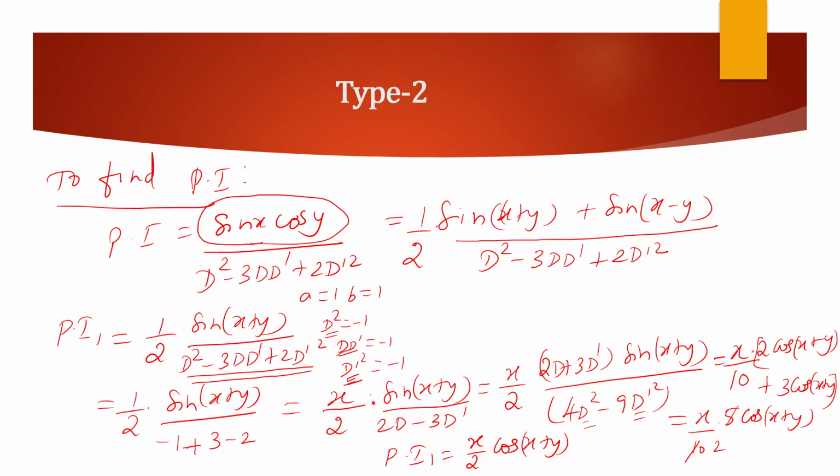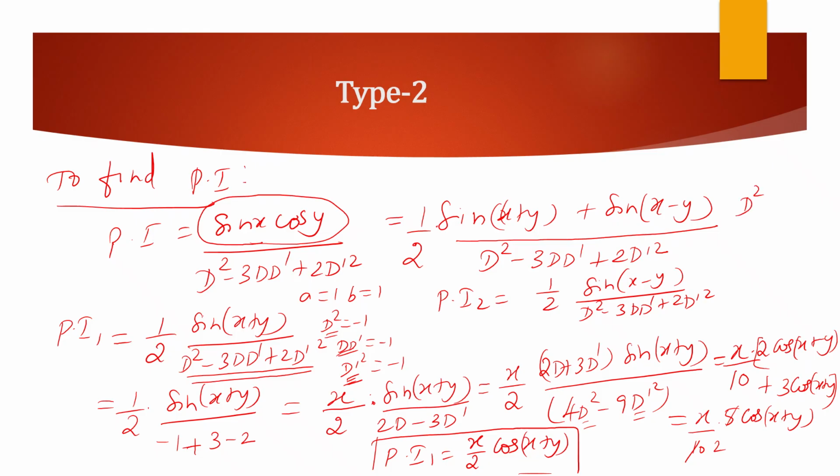Now we can find the particular integral 2. So we consider the second term. The particular integral 2 is 1 by 2 sine of (x minus y) by D square minus 3DD dash plus 2D dash square. Here our a is 1 and our b is minus 1, since we have sine of (x minus y) for the second term.